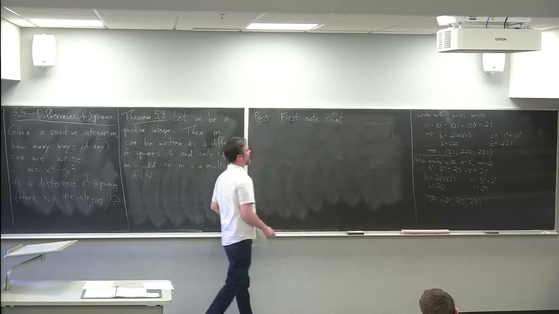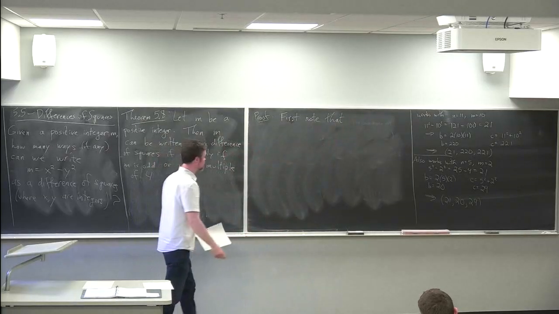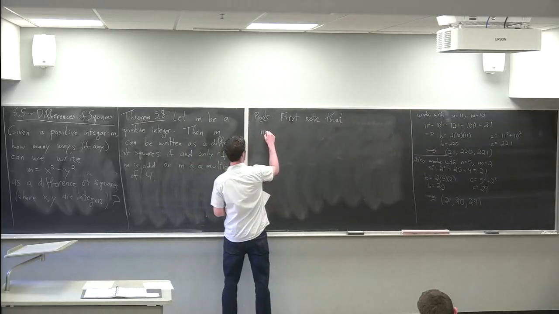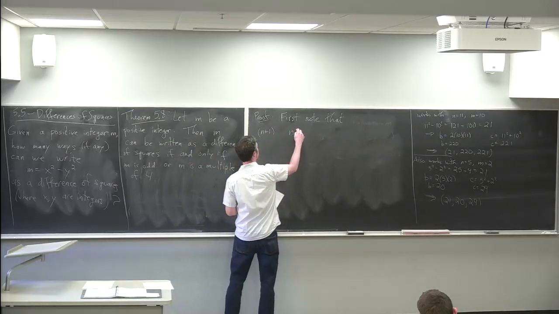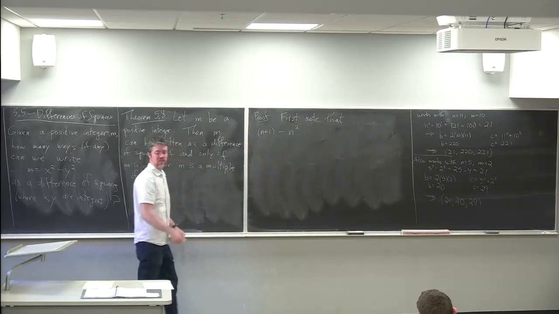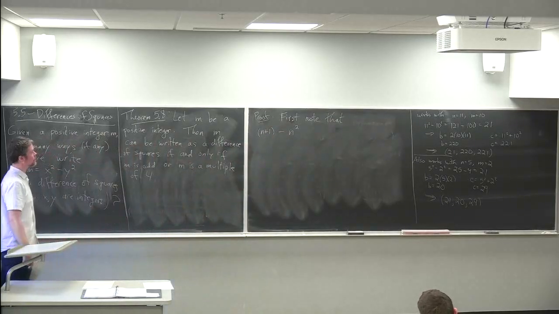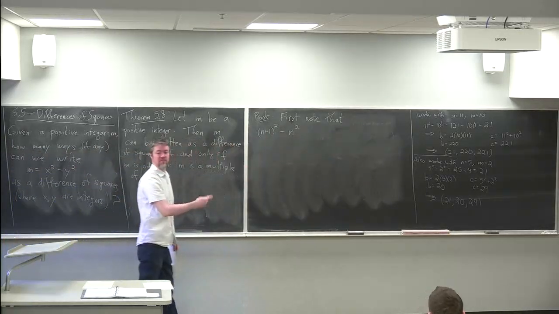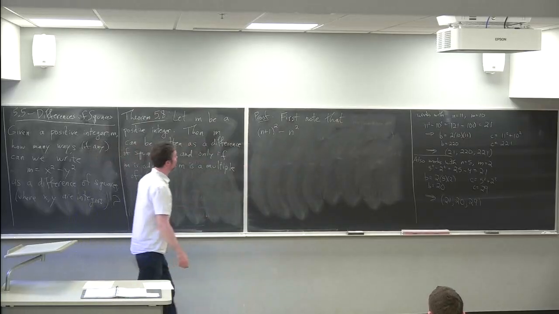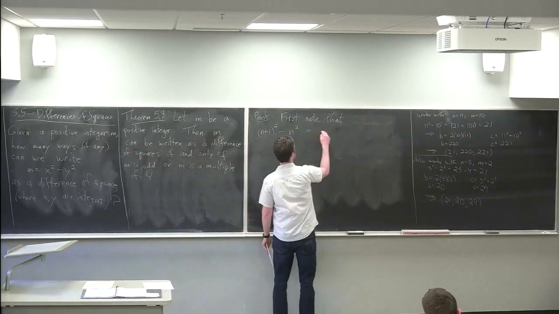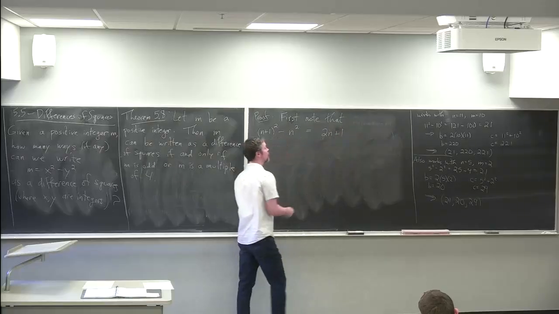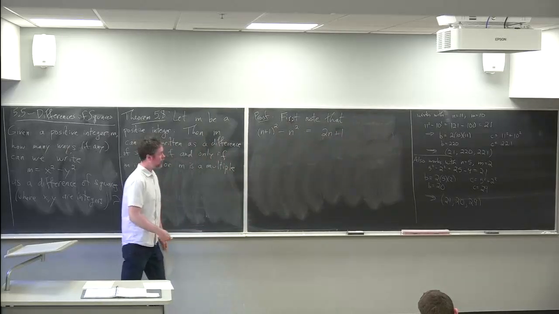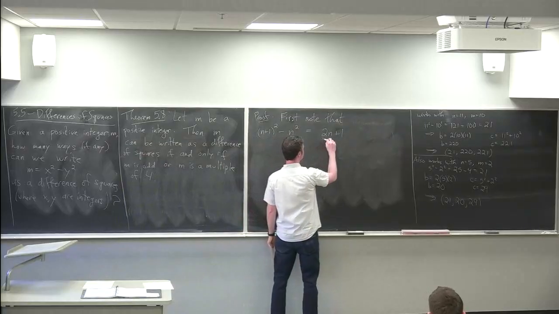The first observation is just to consider consecutive squares. So if you consider the numbers n and n plus 1 and look at the difference of their squares, just consider what happens when you take consecutive squares and subtract them. Algebraically, this works out to be 2n plus 1. And what's on the right-hand side is just an arbitrary odd number.